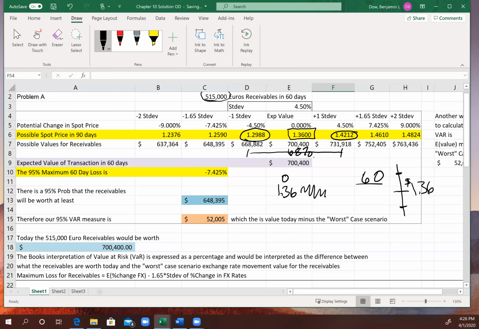Now, how do we figure out where the standard deviations hit? Well, if the mean is 0 and the standard deviation is 4.5%, that means if we go plus 4.5% or minus 4.5%, what's the resulting dollar value of the euro? Oops, I already saw a mistake on here. 60 days. Cross that out.